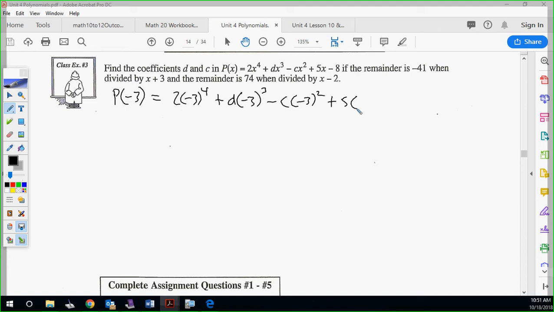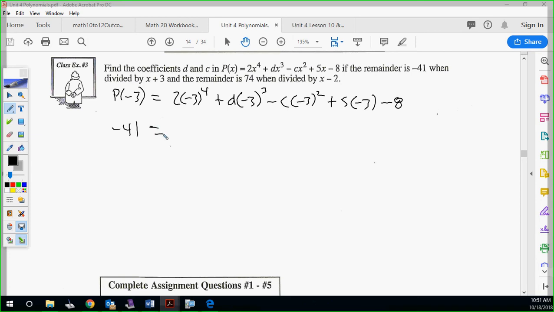Okay, wait a second. They already gave me the answer, didn't they? Sorry. I still need this. Okay, 5 times negative 3 and then minus 8. So we know that when you plug in the negative 3, you get negative 41. So negative 41 goes here. And then we want to simplify all this so it's just c's and d's.